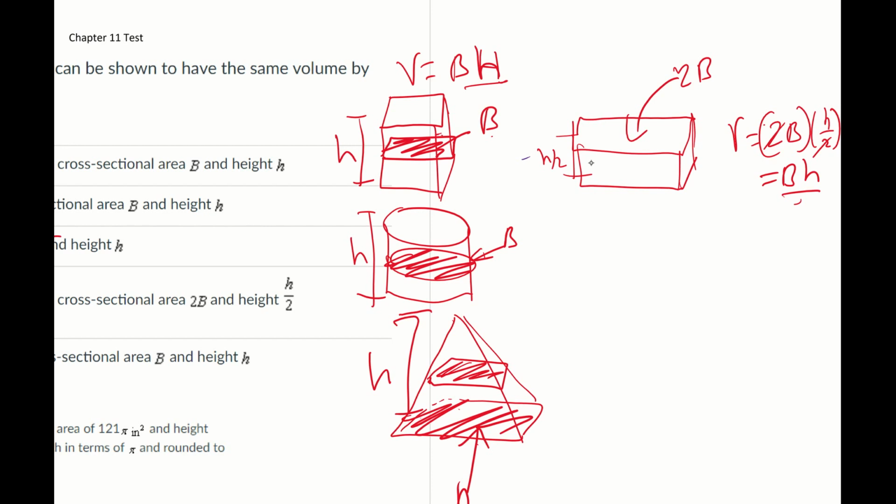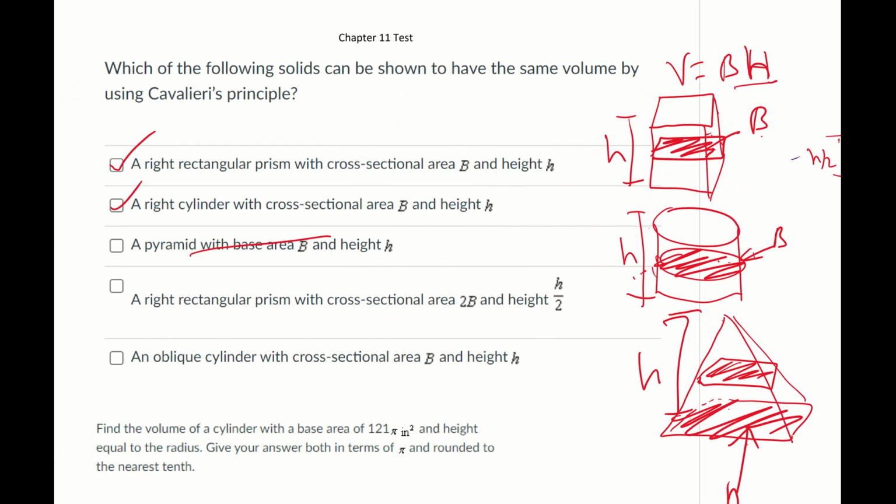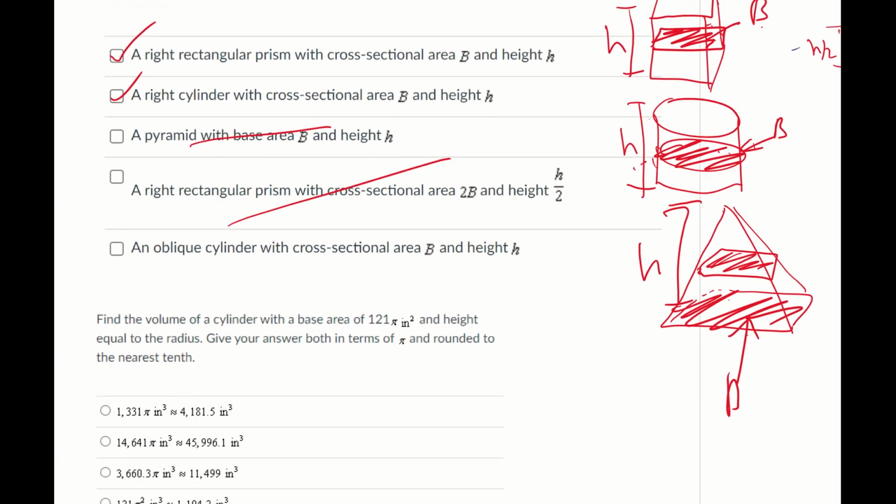Cavalieri's principle states that the heights have to be the same and the cross-sectional areas have to be the same at every level. So even though the volumes are the same here, this is not because of Cavalieri's principle. This is because of the simple mathematics, that if you have twice the base area and half the height, then it just happens to cancel out. This is not Cavalieri's principle. So therefore, this is not going to work. We're not going to include that in our response.